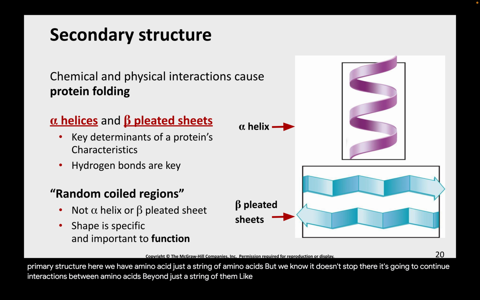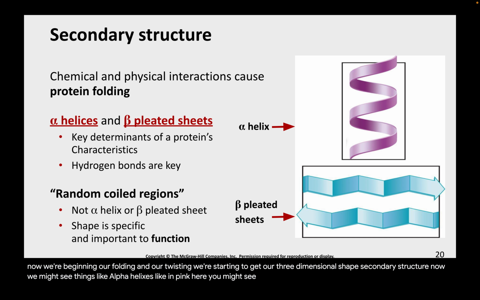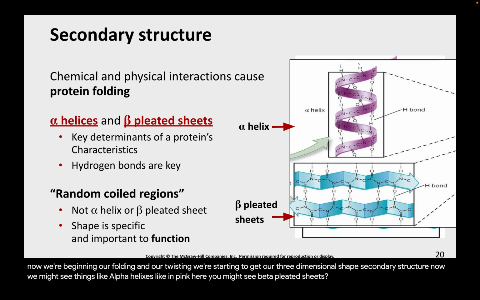This is where we're going to get our secondary structure. So now we're beginning our folding and our twisting. We're starting to get our three-dimensional shape. In secondary structure now, we might see things like alpha helices, like in pink here. We might see beta pleated sheets. They're starting to get a three-dimensional structure. And this is all due to hydrogen bonding.